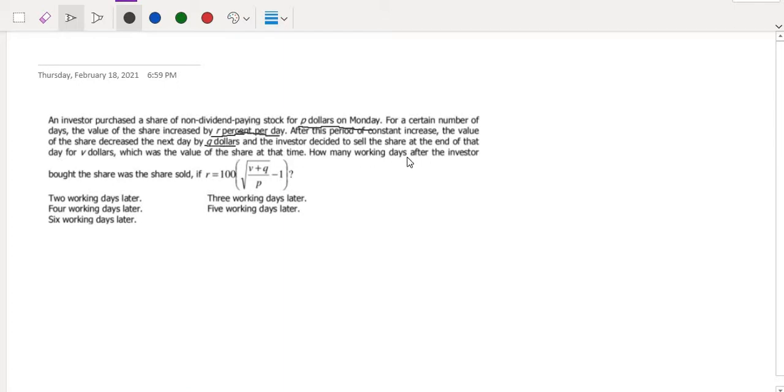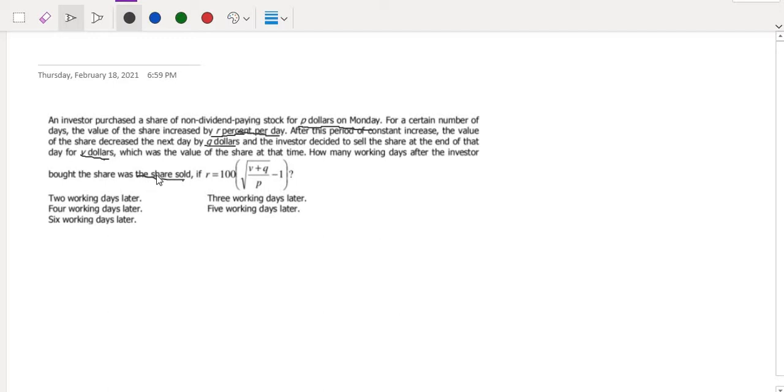Now, the investor decided to sell the share at the end of the day for V dollars. So V dollars was the value of the share at that time, after the period of increase and then decrease. So it's basically the day it decreased by Q dollars, the value became V dollars. So, how many working days after the investor bought the share was the share sold? After how many days did he actually sell the share that he had bought on Monday?